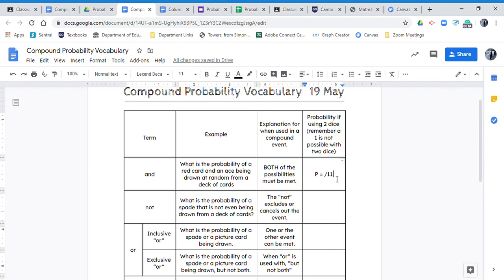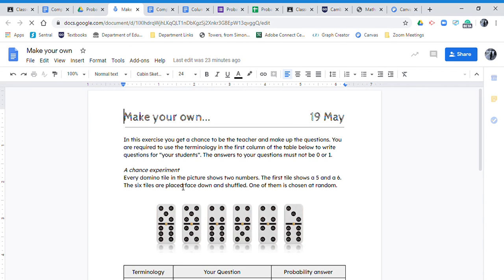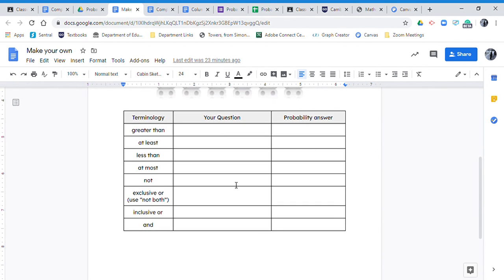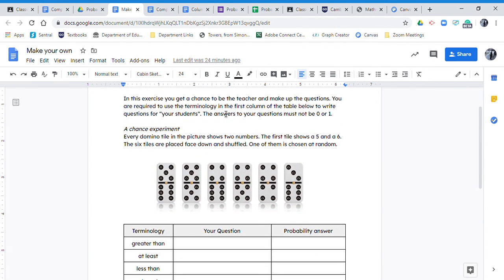Complete this, and once you're done, I'd like you to finish off with the compound event practice I've given you, which looks like this. You're going to be making your own questions. I've given you 6 dominoes, and you're going to use these 6 dominoes to make your own question and then provide a probability answer. Just make sure the answers to your questions are not a 0 or a 1. They're going to be a fraction, but make sure it's not a 0 or a 1.